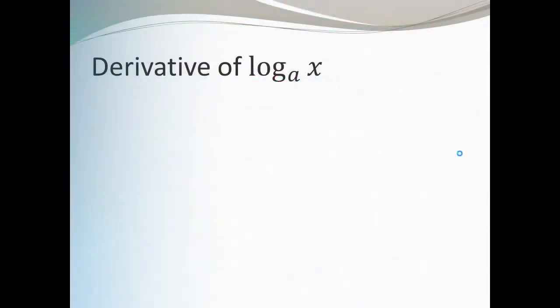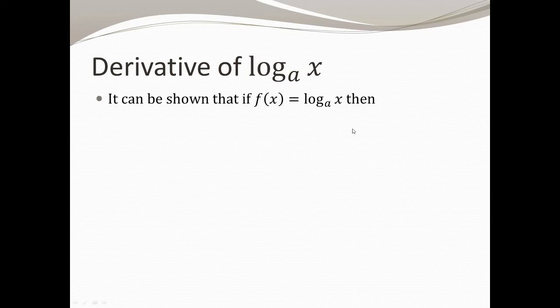Well, it turns out that it can be shown that if f of x is equal to log base a of x, then the following is true. The derivative of log base a of x is equal to 1 over x times ln a. The proof for this is shown in your textbook. I'm not going to go over it, but it is there, and you can probably find the proof somewhere else online as well. But the proof is not that important. This is the important part, that the derivative of a log is 1 over x times ln a.